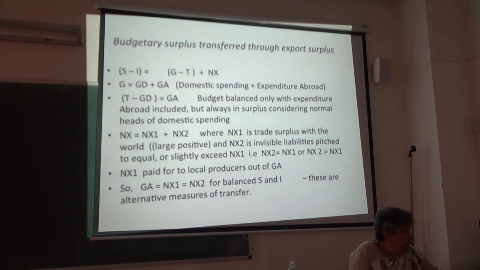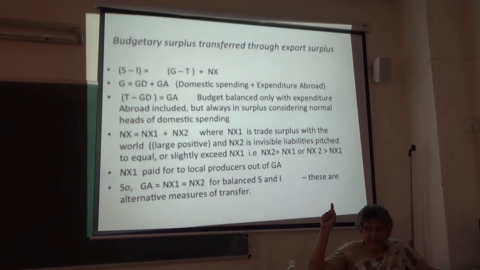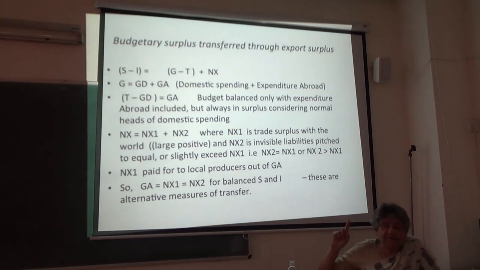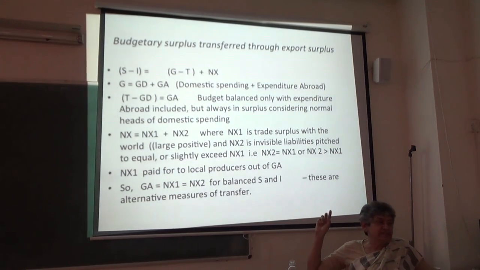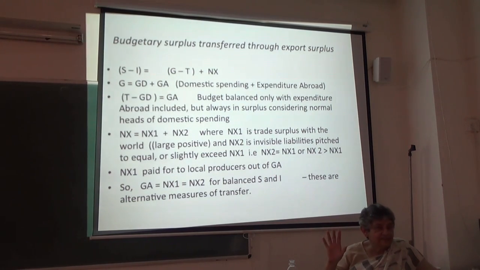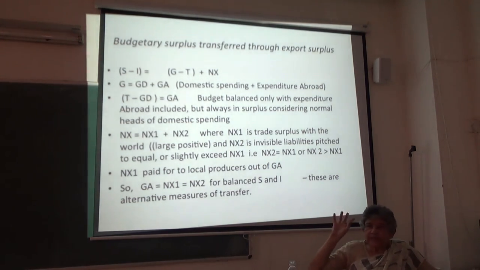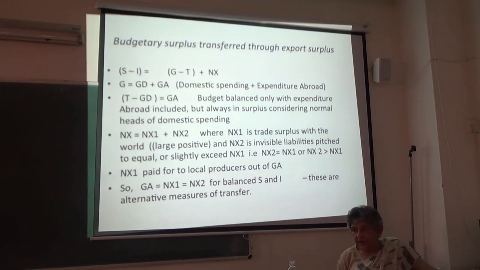And the payment for the export surplus to the local producers is coming out of GA. So there is a direct link between the fiscal system and the trade system in a colonized economy, and this direct link does not exist in trade between two sovereign nations. So what is happening is exactly the same, but in a little more complex form, as what was happening when the East India Company had the monopoly.